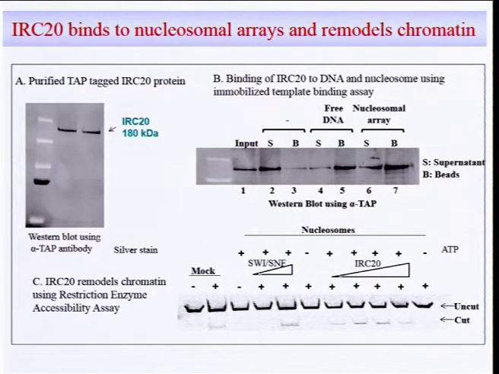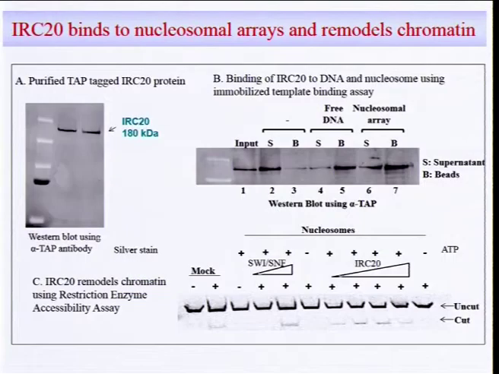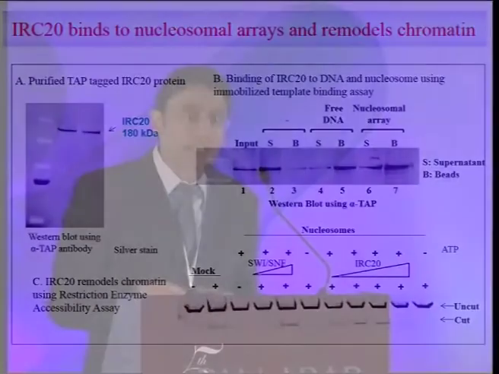It also seems to have some remodeling activity. This is a restriction enzyme accessibility assay where we can see that with increasing concentrations of IRC20, similar to other chromatin remodelers, you can generate cuts, meaning that the histones are moved out of the way and the restriction enzyme can now access the underlying DNA to digest it. This phenomenon is ATP dependent.